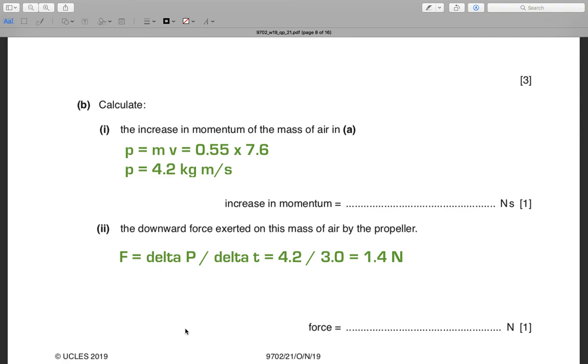Question II. The downward force exerted on the mass of air by the propeller. Yes, we know the definition of force as Δp, the increase in momentum, over the time taken. We have the increase in momentum as 4.2 and Δt as 3 seconds. So we get 1.4 newtons. Yeah, this is actually the force exerted on the mass of air by the propeller.